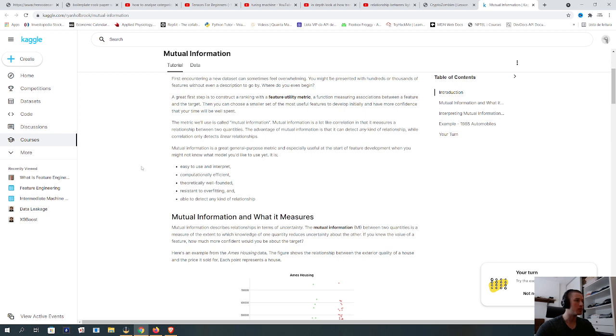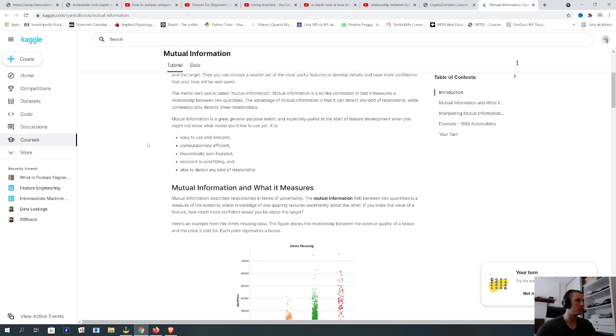The metric we'll use is called mutual information. Mutual information is a lot like correlation in that it measures a relationship between two quantities. The advantage of mutual information is that it can detect any kind of relationship, while correlation only detects linear relationships.